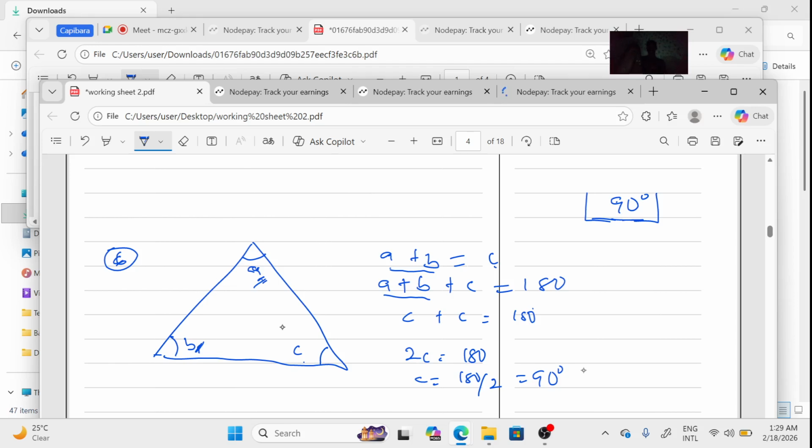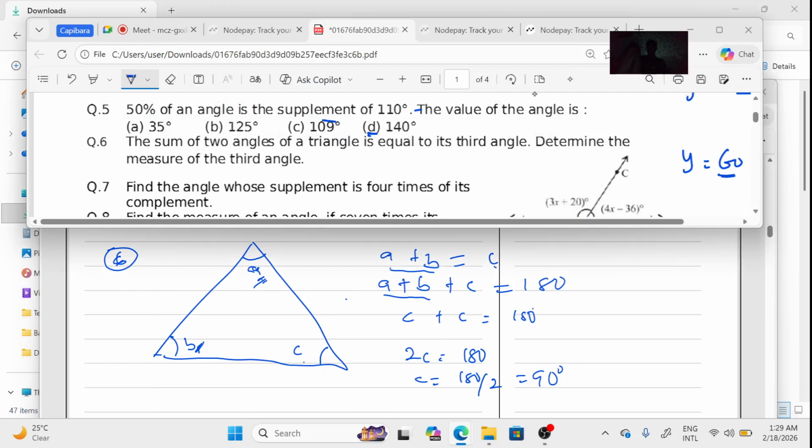Shimi, do you think you get that? I think so. This thing is just English. The sum of two angles of a triangle is equal to its third angle. Determine the measure of the third angle. So the measure of the third angle is just 90 degrees.